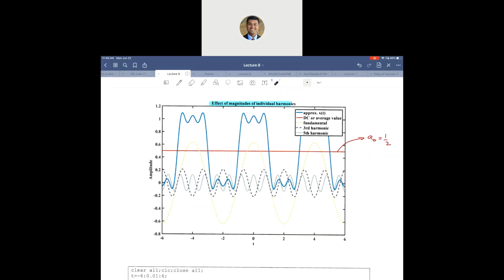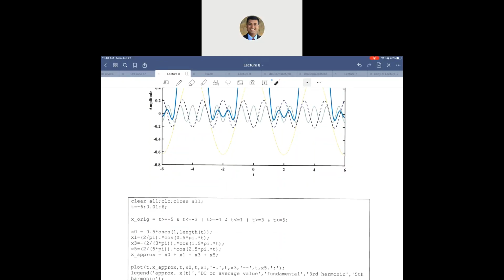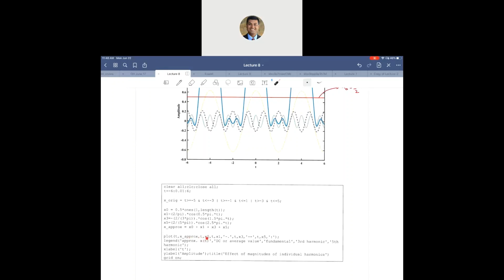Then you have the third harmonic, the fifth harmonic. Those are amplitudes of the sinusoids that make up the square wave. All of them individually are plotted over here. So the amplitudes here are 2 divided by 3 pi, 2 divided by pi, and so on, for x1, x3, x5. So those are showing you the effects of the individual harmonics.